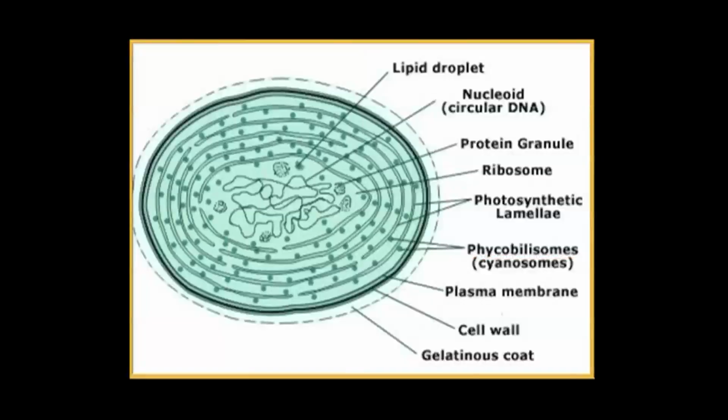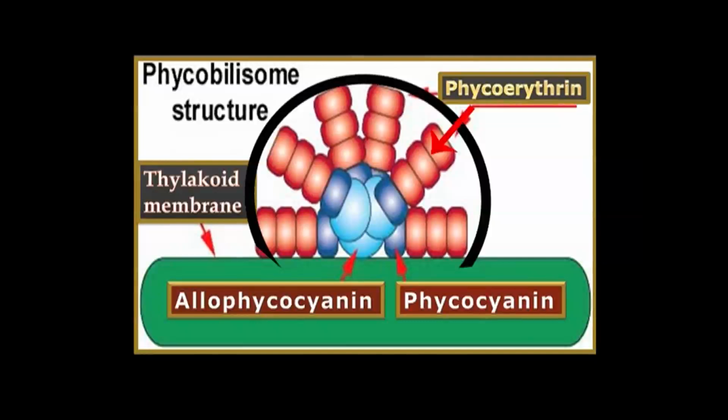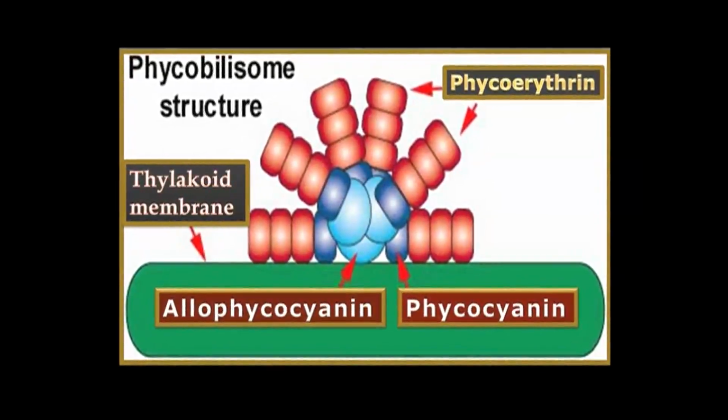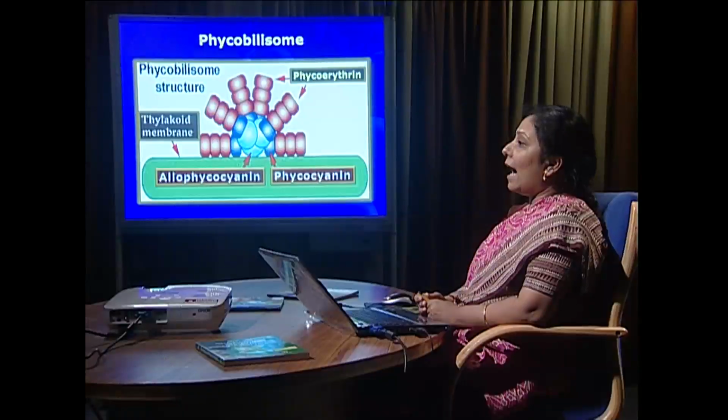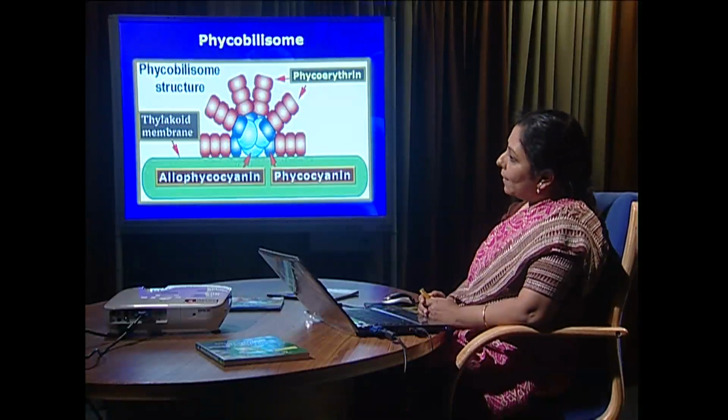Here we can find the thylakoid, the invagination of the membrane where photosynthesis is done, and with the thylakoid membrane the phycobilisomes or cyanosomes are attached. What are they? These phycobilisomes are associated with photosystem 2. They are made of pigments called phycoerythrin, allophycocyanin, phycocyanin, etc. They can absorb different wavelengths of light, and they can transduce them for various aspects of nutrition.